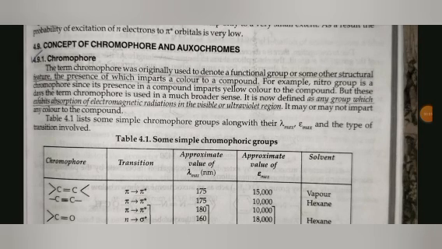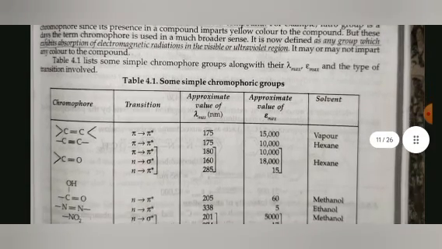Concept of chromophore and auxochromes. Chromophore. The term chromophore was originally used to denote a functional group or some other structural feature, the presence of which imparts a color to the compound. For example, the nitro group is a chromophore, since its presence in a compound imparts yellow color to the compound. But these days, the term chromophore is used in a much broader sense. It is now defined as any group which exhibits absorption of electromagnetic radiation in the visible or ultraviolet region. It may or may not impart any color to the compound.